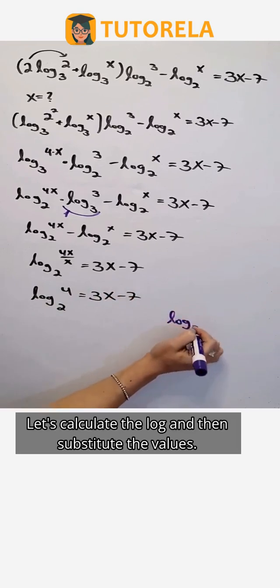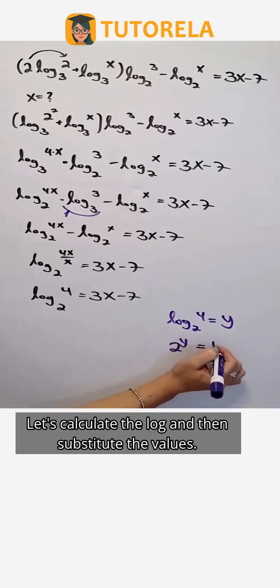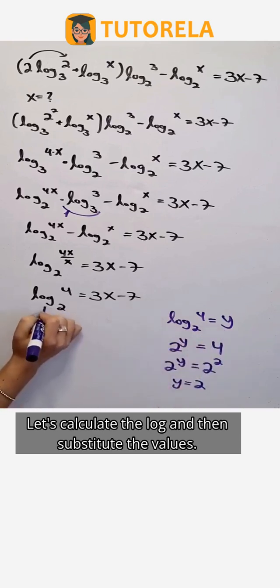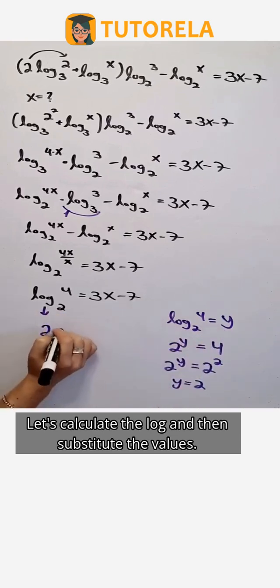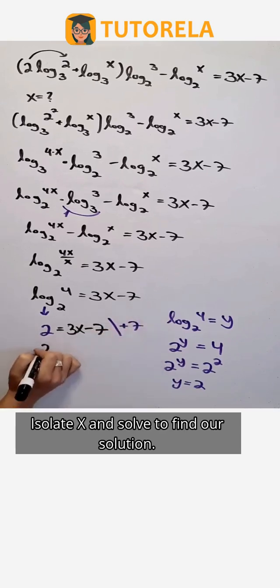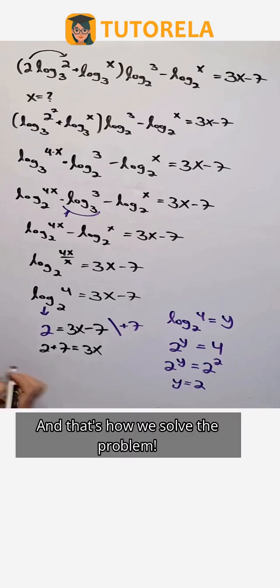Let's calculate the log and then substitute the values. Isolate x and solve to find our solution. And that's how we solve the problem.